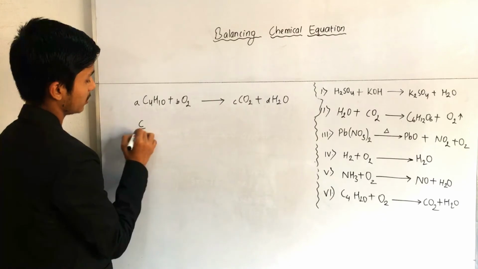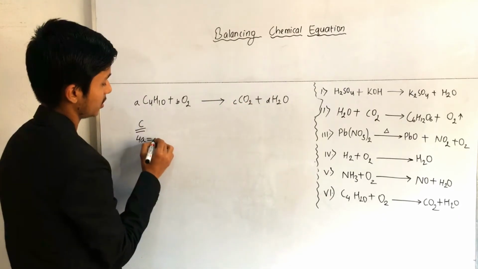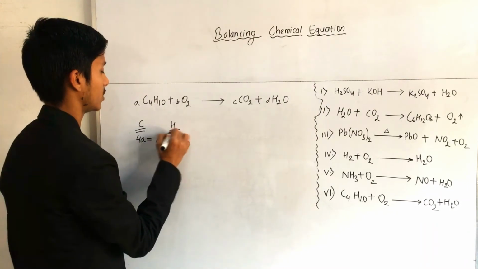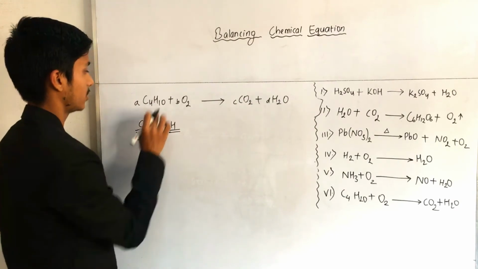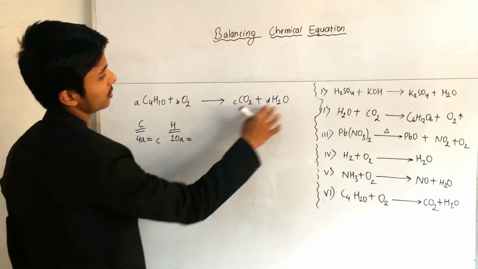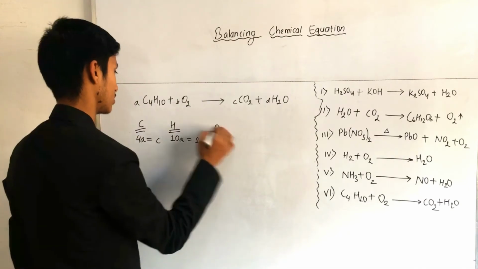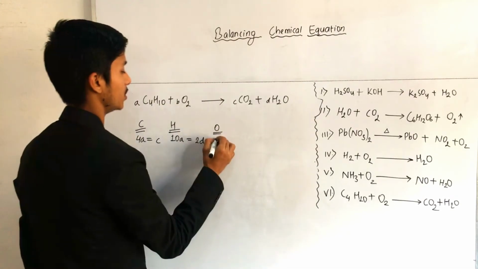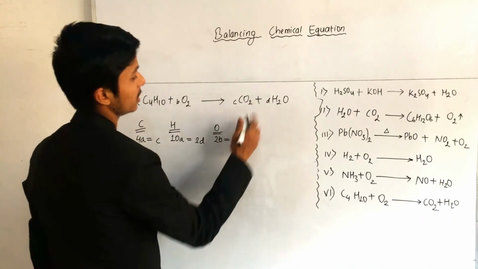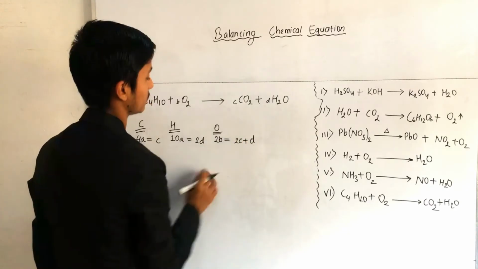Now I need not say much more. Here this side carbon 4A is equal to C. For hydrogen we have 10A, and 10A is equal to the hydrogen we have, 2D. This side the number of oxygen is 2B, and 2B is equal to this side 2C plus D.